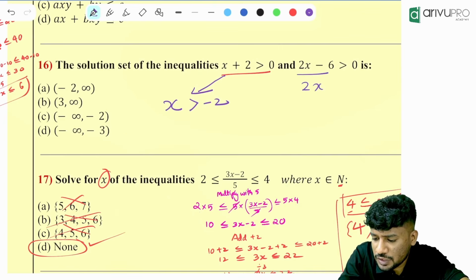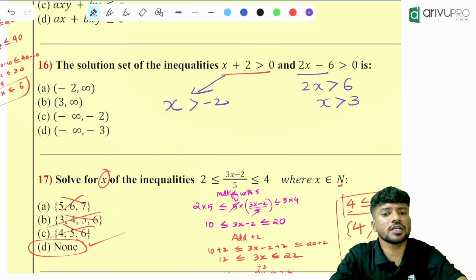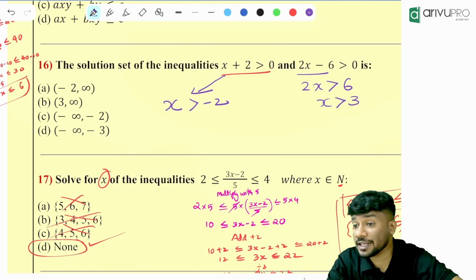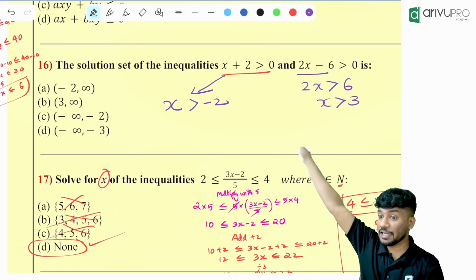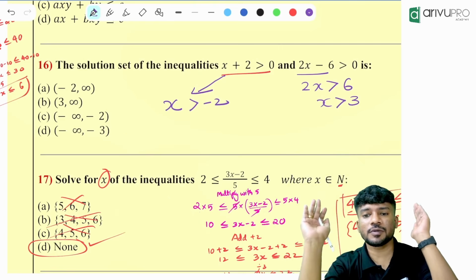2x minus 6 greater than 0. Can I write it as 2x greater than 6? From that, can I write it as x is greater than 3? Is that correct? That means x value is from what to what? X value is from 3 to infinity. So, two possible ranges of x are there.